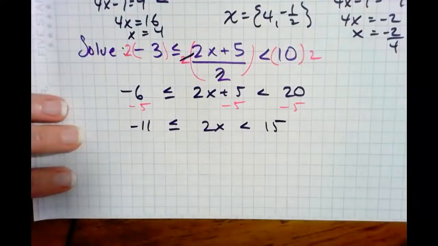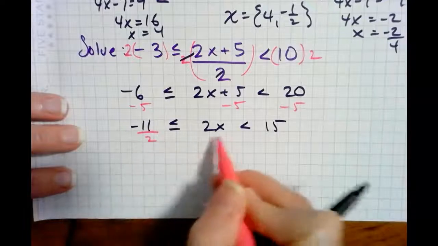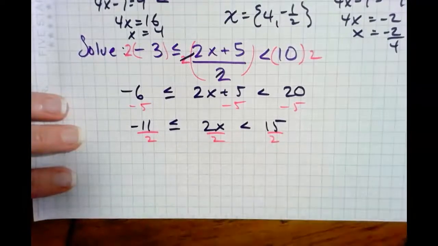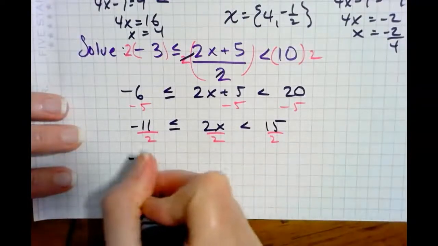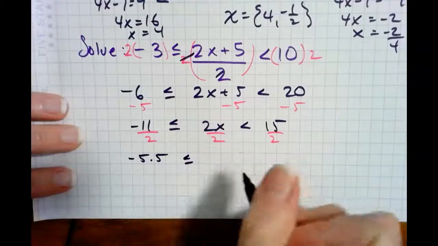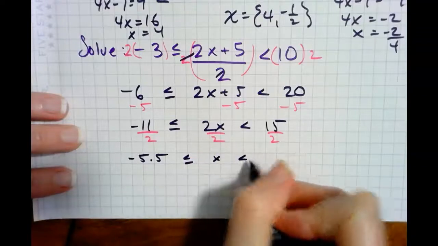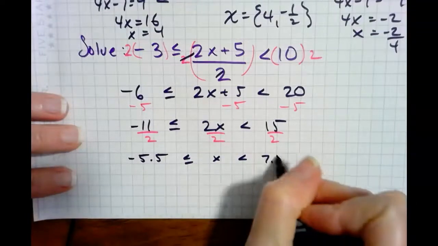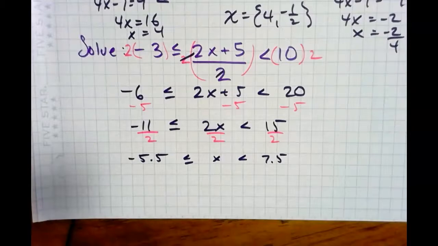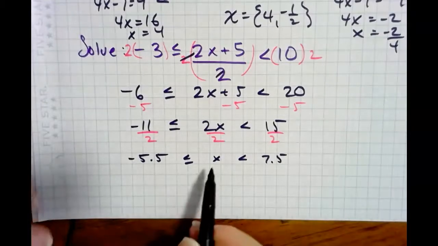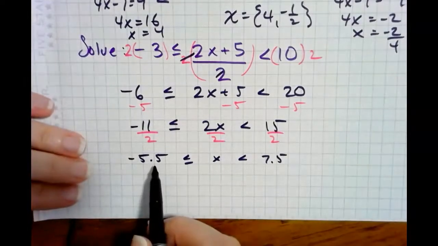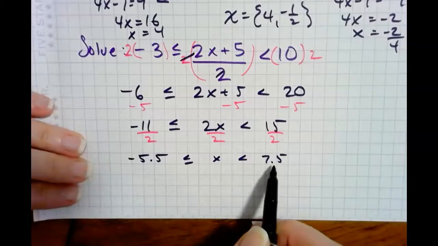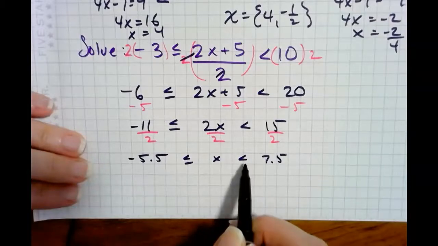And our last step here would be to divide everything by 2. So we end up with negative 5.5 is less than or equal to x, which is less than 7.5. So our answers are bigger than or equal to negative 5.5 and less than 7.5, strictly less than.